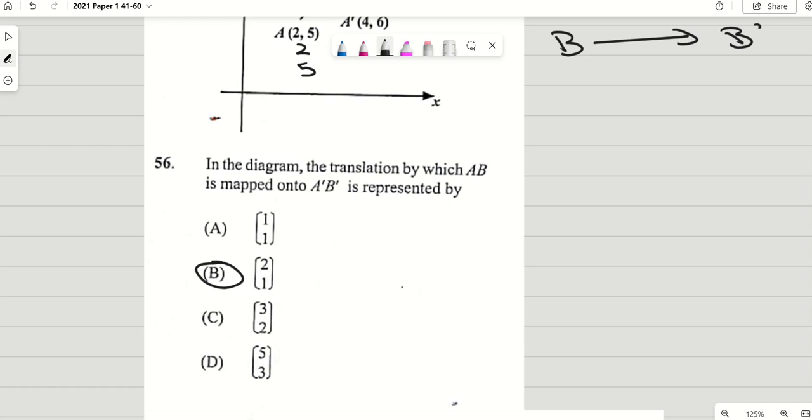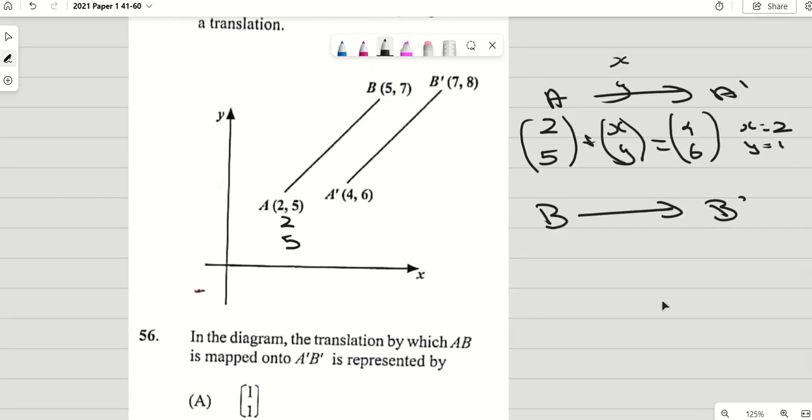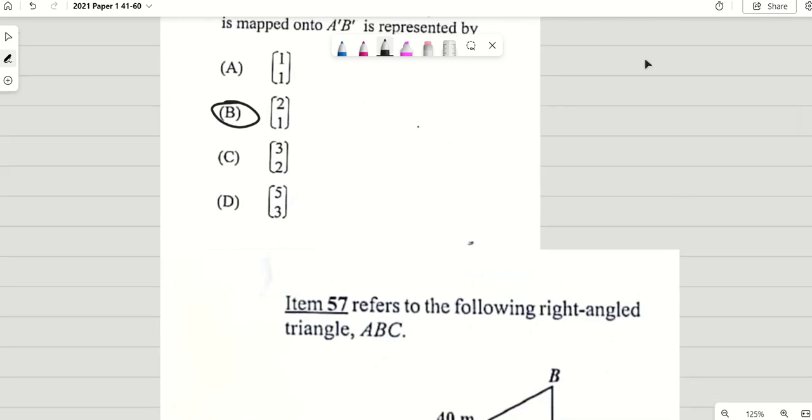That is B. But let's check to make sure if it is the same for B. Right? We're going from (5, 7) plus the translation (x, y) to (7, 8). Now let's see. We're saying that x is equal to 2. So 5 plus 2 is 7, yes. And then 7 plus y, which is 1, is 8. So we know that it works for both, right? Just to check. So your answer would be B.